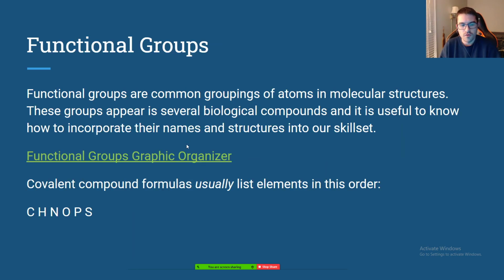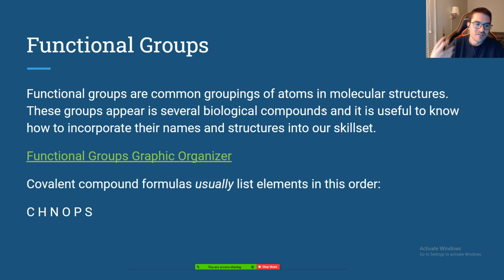Okay, so I have one more slide here to talk about, and like I said, I'm going to be mainly showing you some examples of how to use this functional groups graphic organizer to help us draw these structures. Okay, so first of all, what are functional groups? Well, functional groups are common groupings of atoms in molecular structures that appear in lots and lots of different biological compounds, okay? Like repetitively, over and over again.